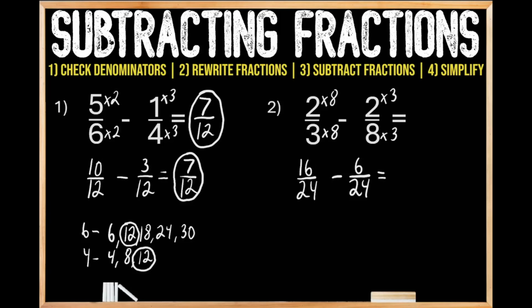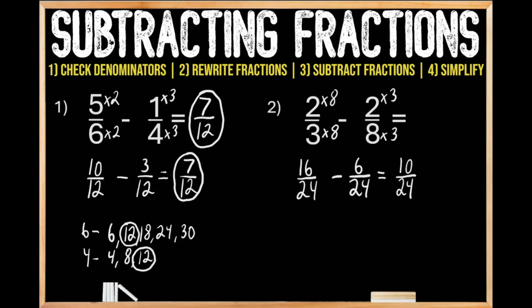Now moving on to step number 3, where we're going to subtract the fractions. And remembering that the value of our denominator does not change in our answer, it's still going to be in 24ths, but we are going to be subtracting our numerators. So we're going to subtract 6 from 16, which we know gives us 10 for the fraction of 10/24.